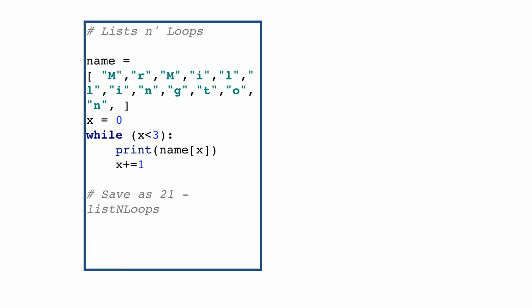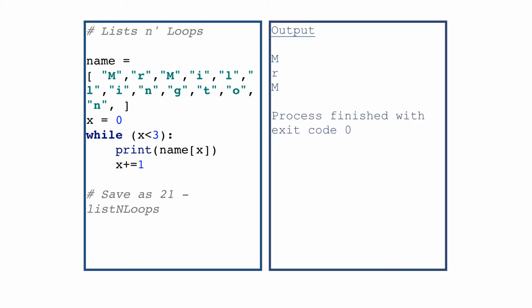Okay, so if you've done this right, this is what should appear. Mr. M should appear. Why? Because we have a variable here called lists and loops. We're going to use a loop to go into this list. A list is when you put lots of different pieces of data in a variable. So we have Mr. M, R. M is 0, R is 1, M is 2, I is 3. And we're going to print out 0, 1, 2 with this while loop. So print name 0, 1, 2, and we get Mr. M. Oh, that's me. How nice.